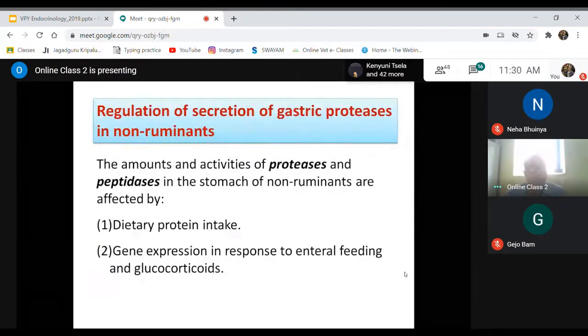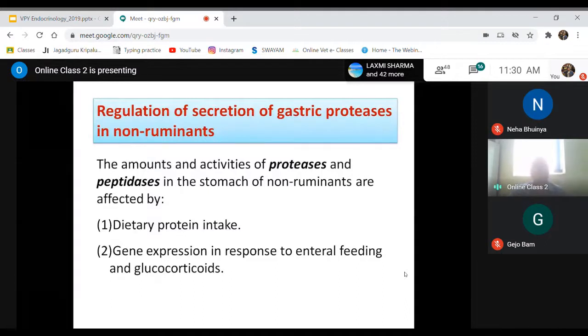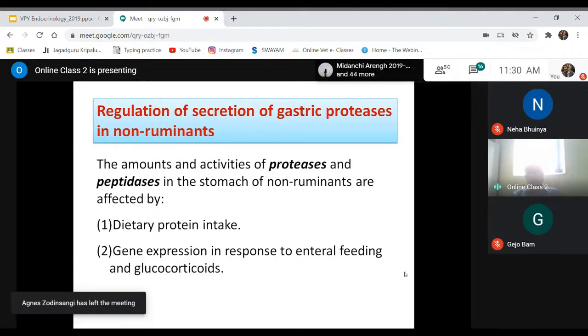Okay, regulation of secretion of gastric proteases in non-ruminants. So I think the previously other things I have discussed. So here, secretion of gastric proteolytic enzymes will be controlled by many factors, and mainly there are 5 factors which are responsible for stimulation of the secretion of gastric proteolytic enzymes, or you can say gastric proteases and peptidases.